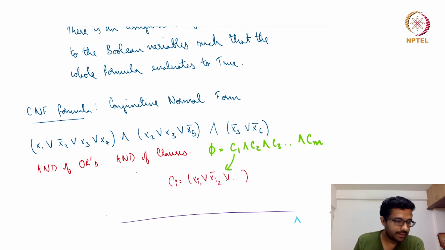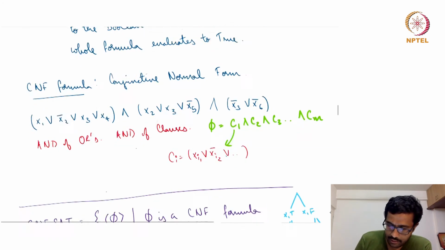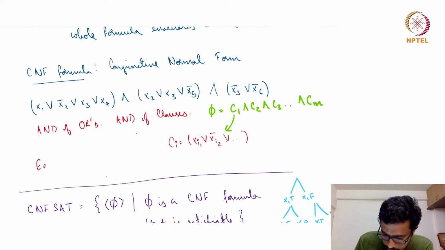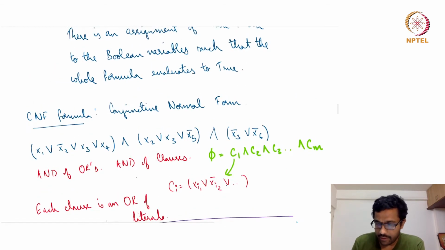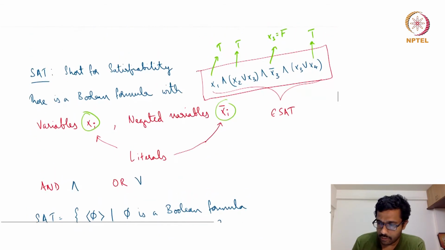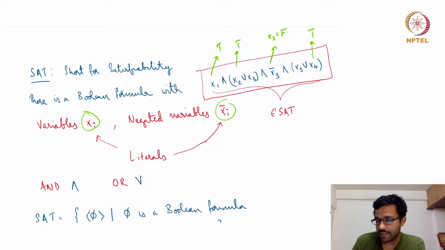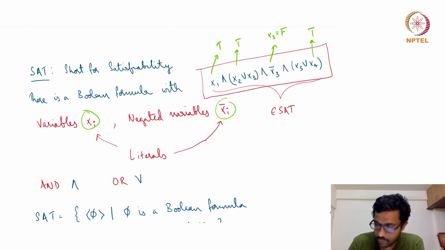So the whole formula is an AND of three clauses and each clause is an OR of literals, right? So this is why it is a conjunctive normal form. Each clause is an OR of literals, which is what is happening here. In fact, even the first formula that we talked about here, this formula that we said is in SAT, even that is of the CNF form, a conjunctive normal form, right? Because it's an AND of four clauses.